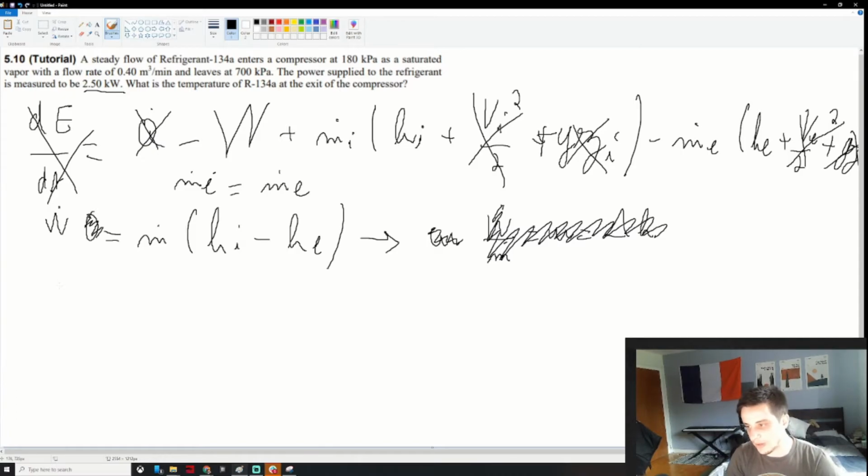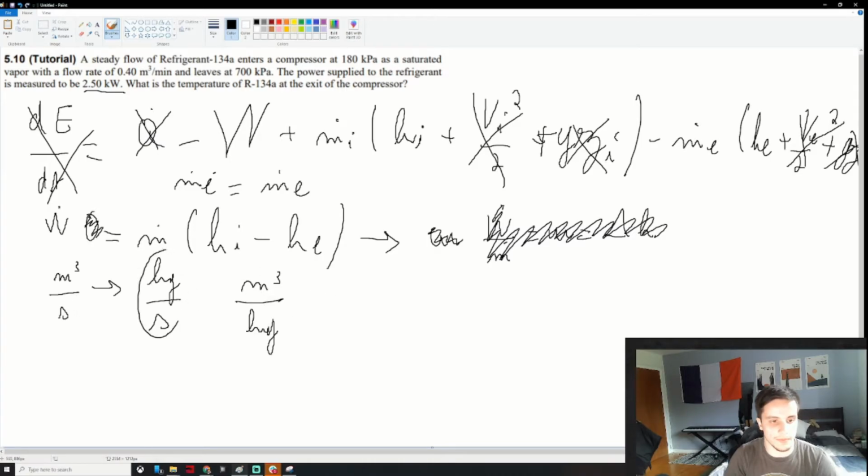So we're not going to go that route, but it's one route that you could go through. So how do we find mass flow rate? We're given volumetric flow rate. How do we find mass flow rate with volumetric flow rate? We have meters cubed per second, and how do we get to kilograms per second? We have something called specific volume, which we've covered a lot, meters cubed per kilogram. So if we divide meters cubed per second by meters cubed per kilogram, we would get kilograms per second. So yeah, that's how we're going to do it.